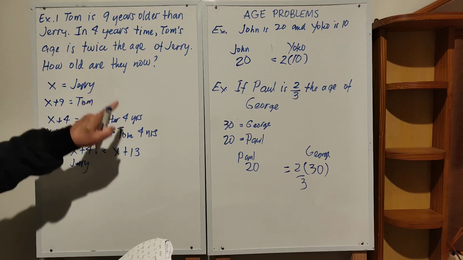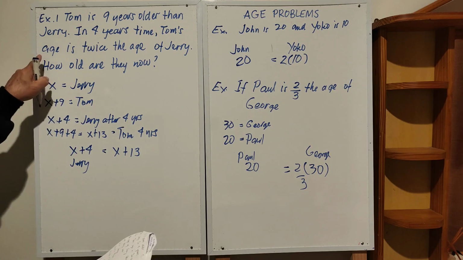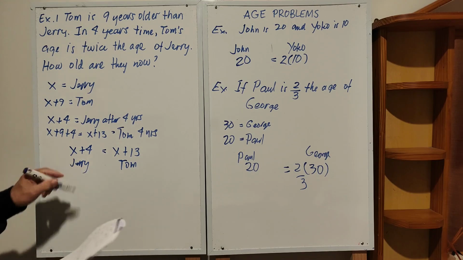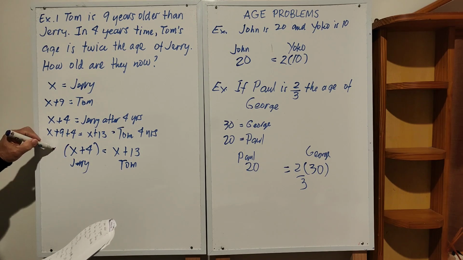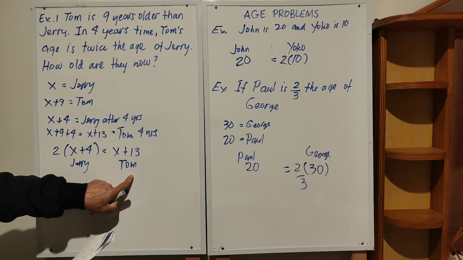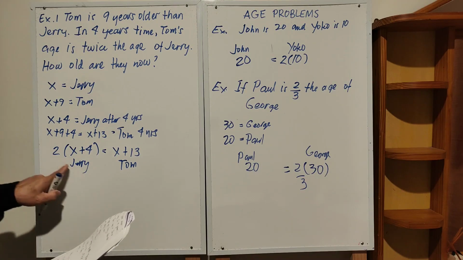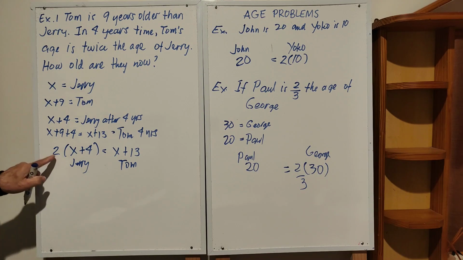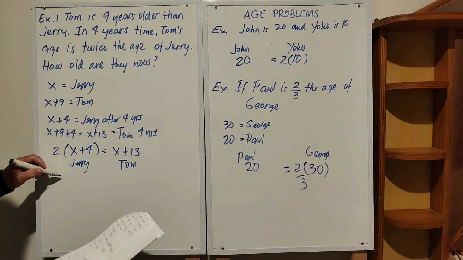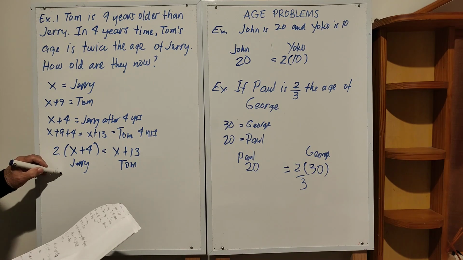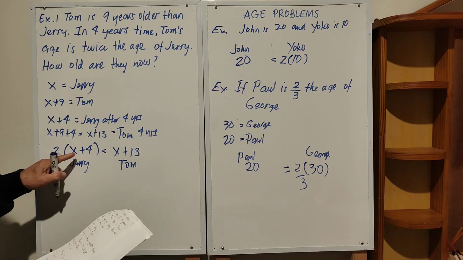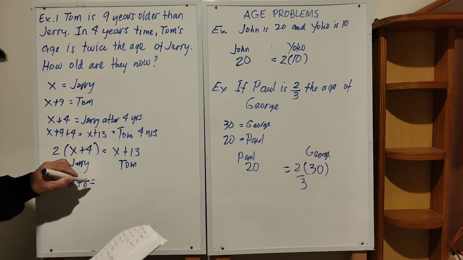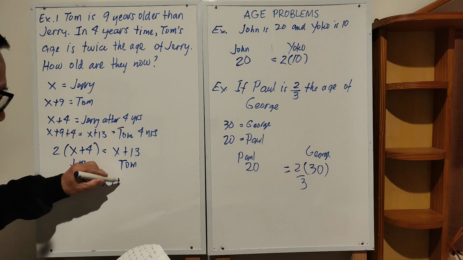Tom's age is twice the age of this one. So this one is the one we need to multiply by 2, because Tom is double this, to make it equal. Distributing 2 to x and 4, this becomes 2x plus 8 is equal to x plus 13.